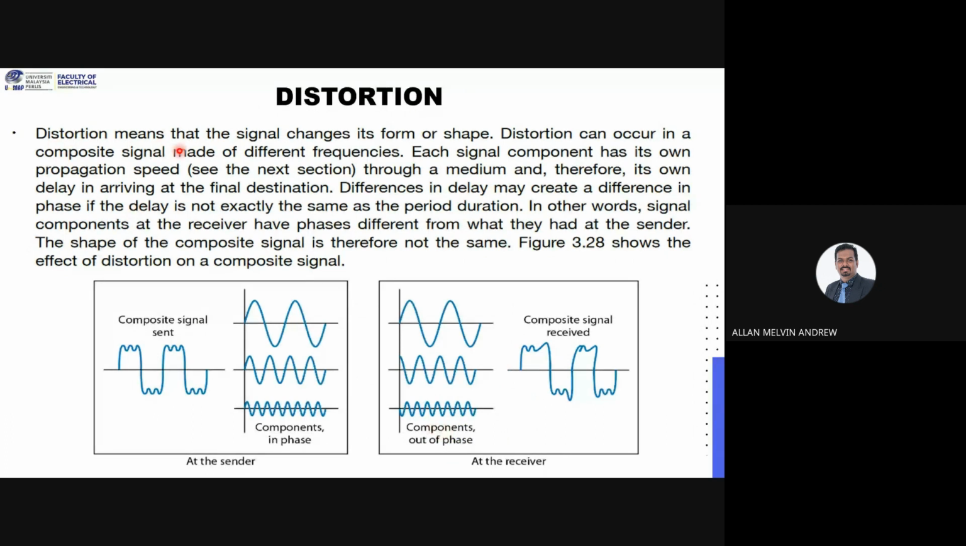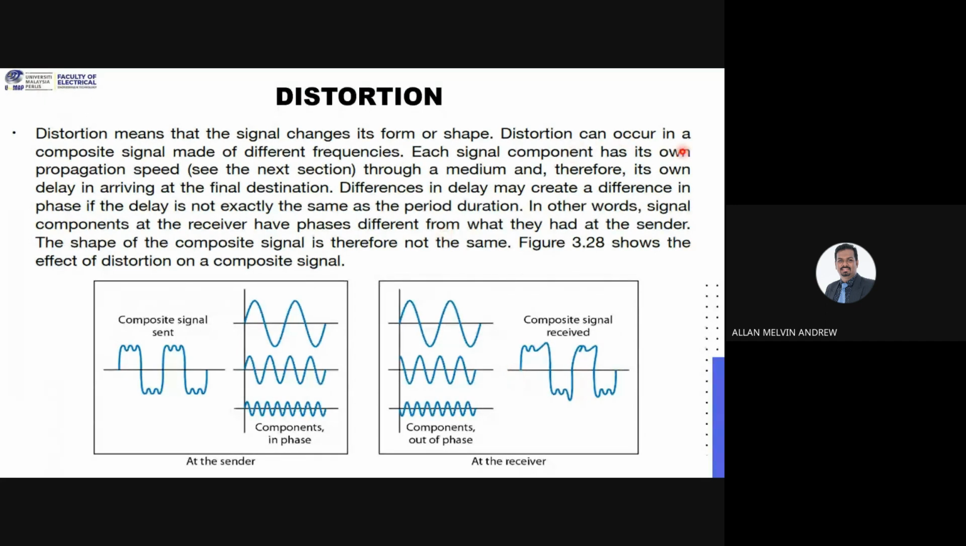Okay, so what is distortion? Distortion means the signal changes its form or shape. Distort means there is a change in the shape. You can see this is the composite signal, and the signal has two curves here, and down here you have another two curves. This is what you send. After some time at the receiver it becomes like this. So from this shape it becomes this shape, meaning there is distortion. So distortion happens in between.